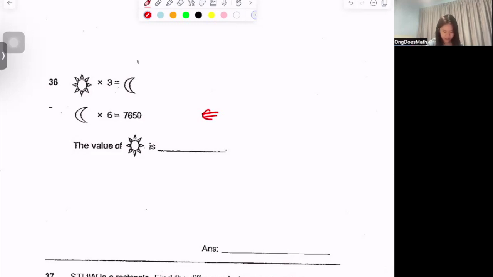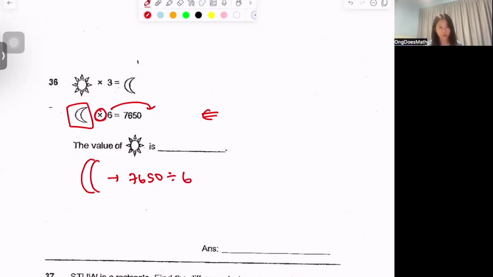Which means if I just want to find the moon, I have to shift this guy over, right? So when you shift 6 over, the sign will become what? So this moon will become 7650 divided by 6. Why divide? Because here is times, right? So whenever you shift things over, the sign has to be opposite. So instead of times, it will be divide. So it will be 1275. Now we know the moon is 1275.